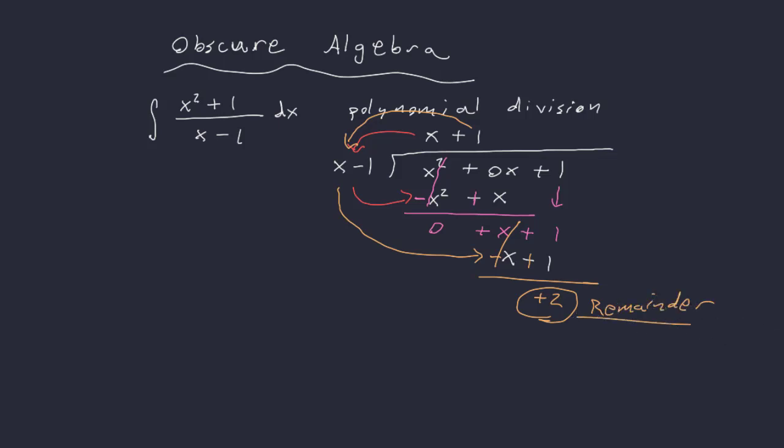So what does that all mean when I put it together? Well, it means that x squared plus 1 divided by x minus 1 comes out to be the quotient, x plus 1, plus, it's always the remainder over what you were dividing by.